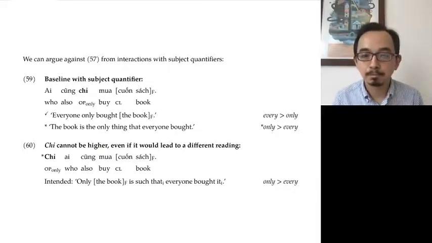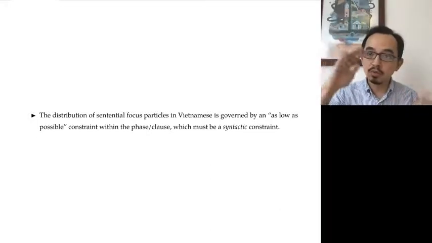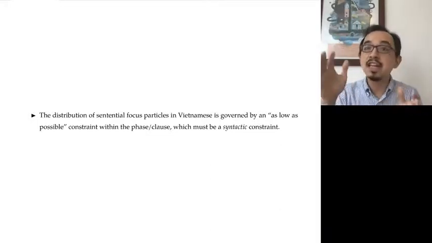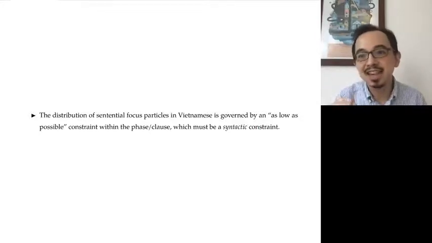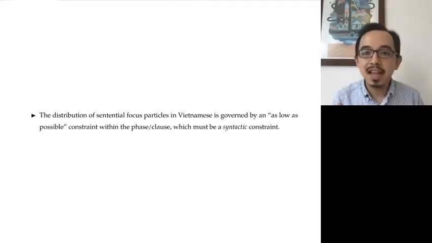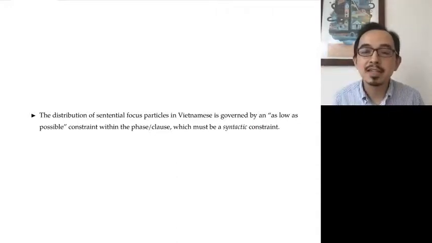So the takeaway from this case study is that the distribution of sentential focus particles in Vietnamese is governed by an as-low-as-possible constraint, relativized to some notion of cycle. I said phase here. And in particular, this has to be a syntactic constraint. This has to be a brutally syntactic constraint that says, I need to be as low as possible while taking my intended focus in my scope.